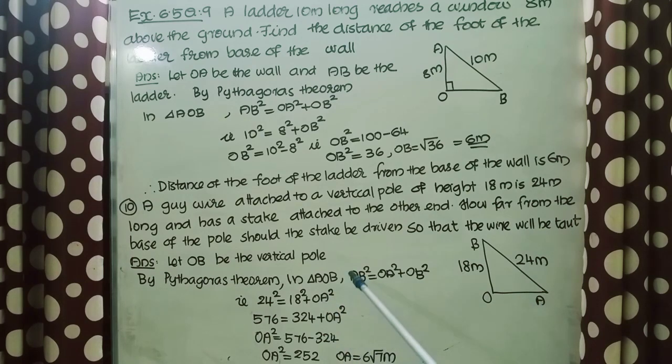By Pythagoras theorem, AB square equals OA square plus OB square, that is 24 square equals 18 square plus OA square, that is 576 equals 324 plus OA square. OA square equals 576 minus 324, OA square equals 252, OA equals root of 252. While doing the prime factorization, we get OA equals 6 root 7 meter. So it is 6 root 7 meter away from the base of the pole.